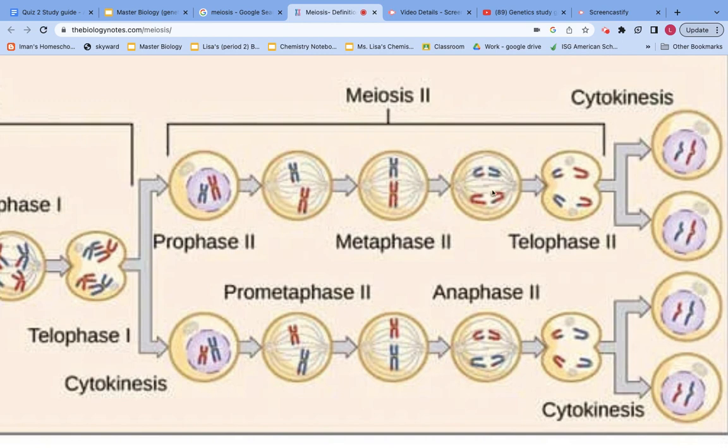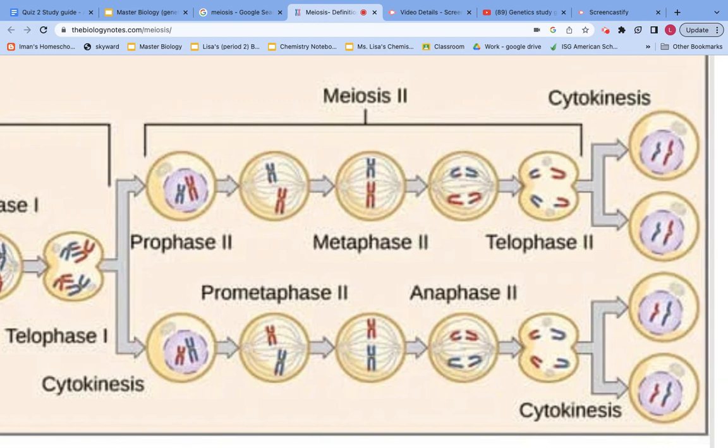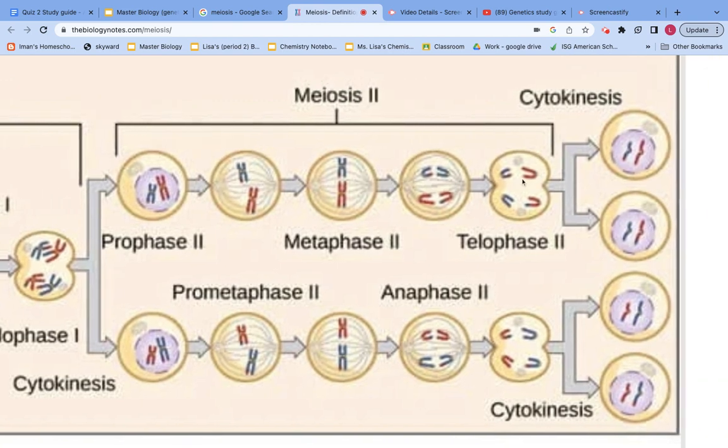However, here in anaphase 2, is it haploid? No, because my sister chromatids have split. And once again, I have 2 short chromosomes and 2 long chromosomes. Even in telophase, I have 2 short and 2 long. However, once cytokinesis happens and these cells fully split, my gametes are once again haploid.